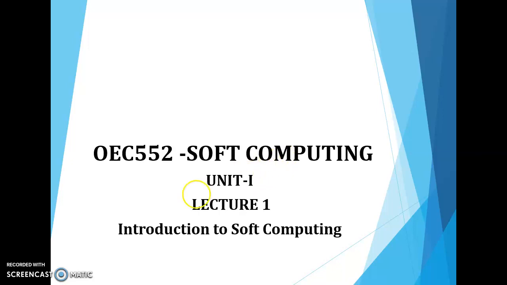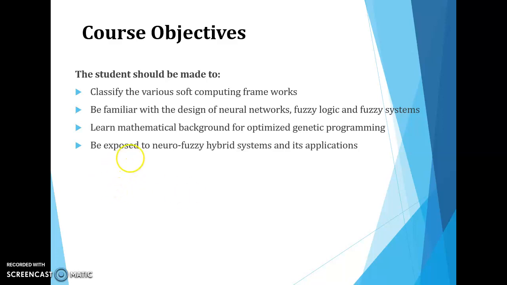Objective of this course: students will be able to classify various soft computing frameworks. They will be familiar with designing neural networks, fuzzy logic, and fuzzy systems. They will learn the mathematical background of optimization and genetic programming. The student will be exposed to neuro-fuzzy hybrid systems and their applications.